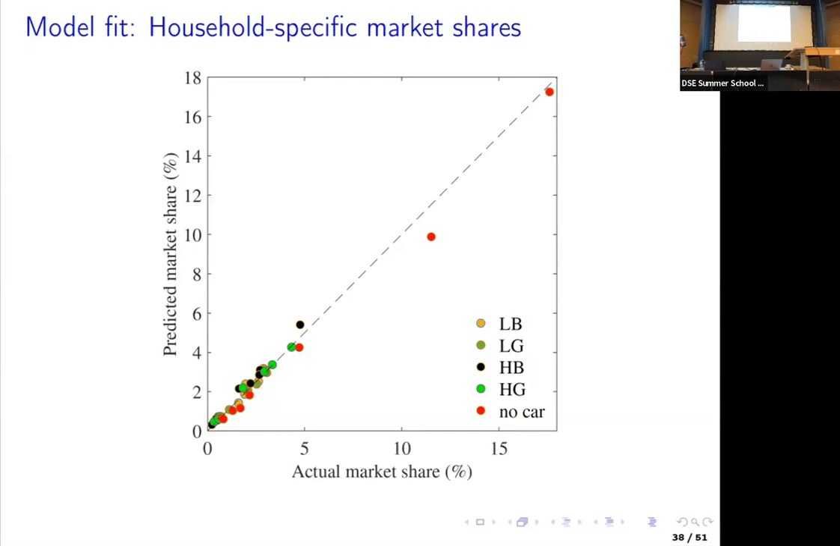Everything is aggregated to these 4 types, and there's a no car option. And then on this plot, you see 8 dots of every color, corresponding to 8 different observed types of consumers. And you can see everything lines up along the 45-degree line, indicating that the predicted market shares match the actual market shares.